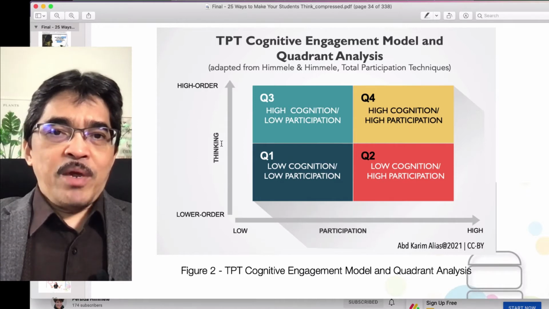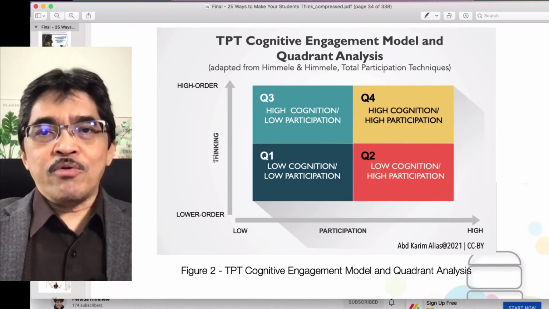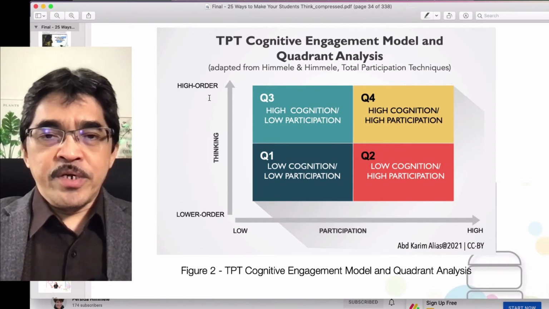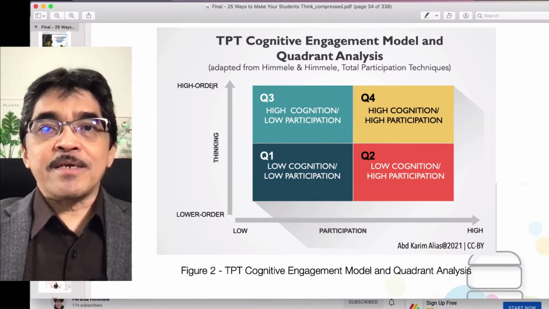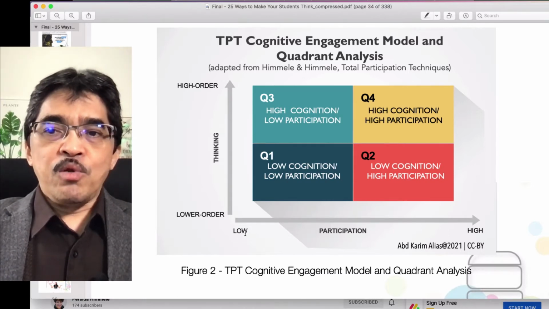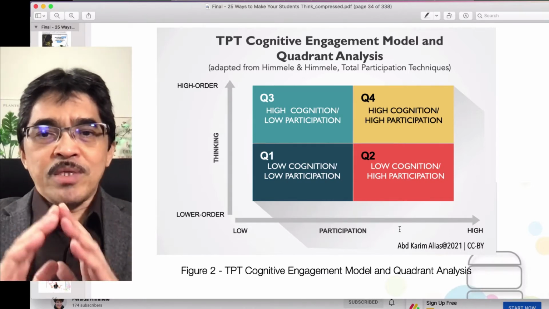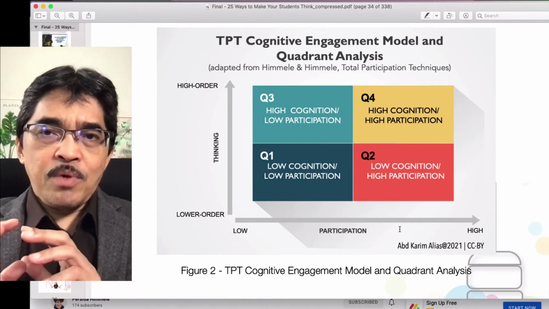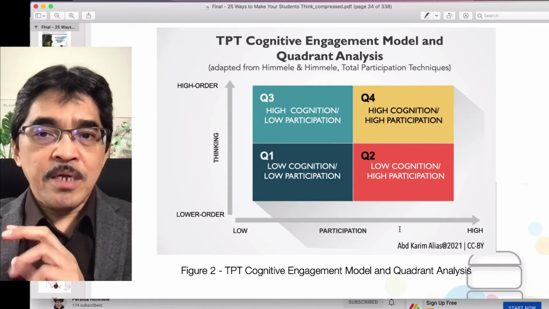So now let's look at this model in more detail. On the y-axis here we have thinking, so this is where we look at the cognitive part, and we have low order and higher order, or low cognition and high cognition. And on the x-axis we have participation, low and high. Remember, when we talk about participation, we are looking at behavioral engagement.